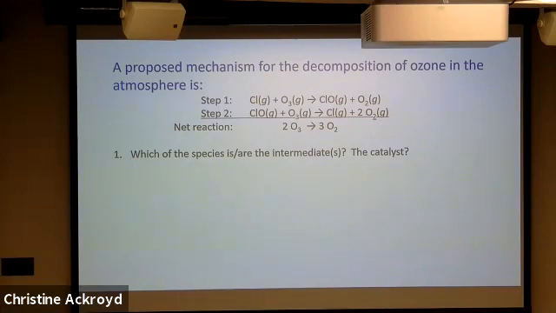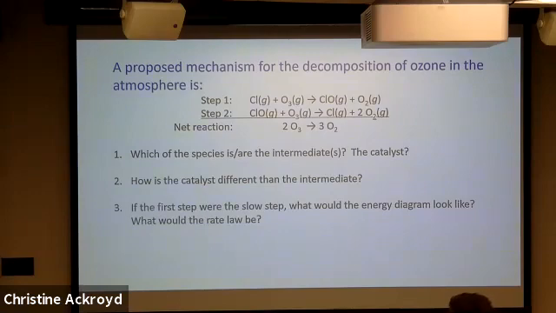Makes sense. So the intermediate is something that's made in one step and used up in the next step. So the intermediate is ClO. The catalyst is first used and then produced. So the chlorine is consumed as a starting material in one step and produced as a product in another. That means it's consumed and then produced. So the chlorine is the catalyst. We just answered that question.